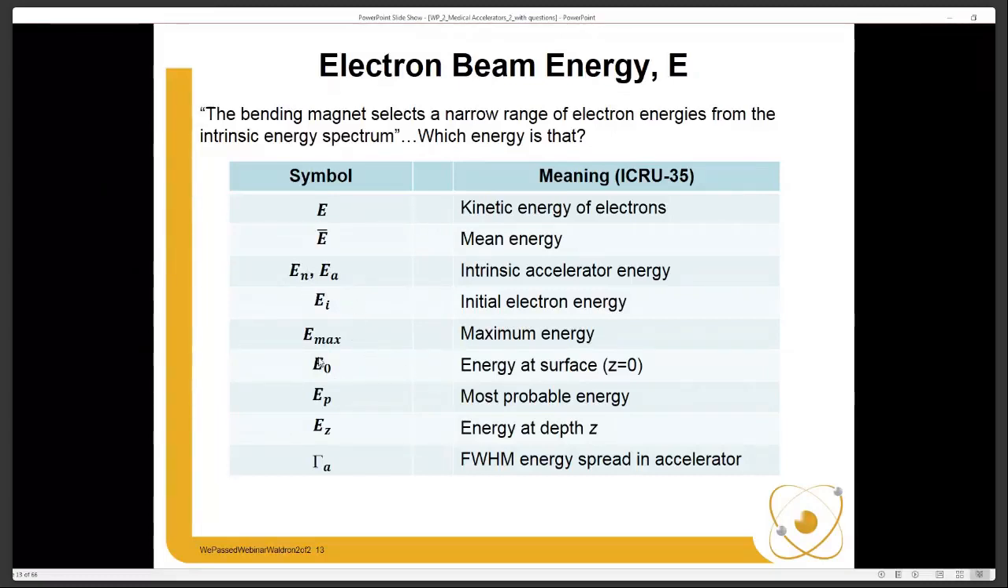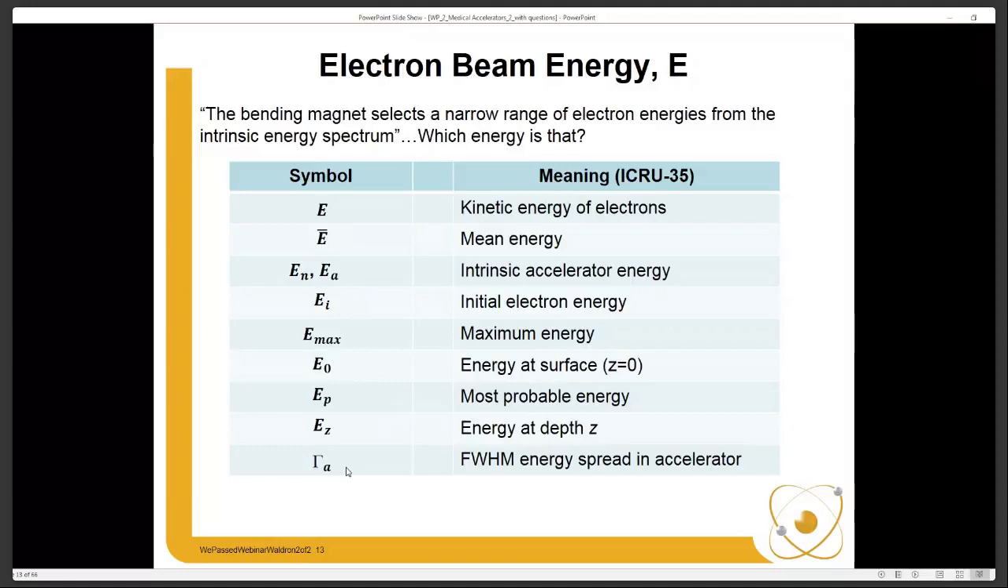Now E naught, E sub p, and E sub z have very specific meanings dosimetrically, and of course these are clinical terms. E naught refers to the electron energy at the surface of usually a water phantom. E sub p is the most probable energy, and the most probable energy can refer to any one of these energies here so far. And E sub z refers specifically to energy at a given depth. Again, this is a clinical energy designation.